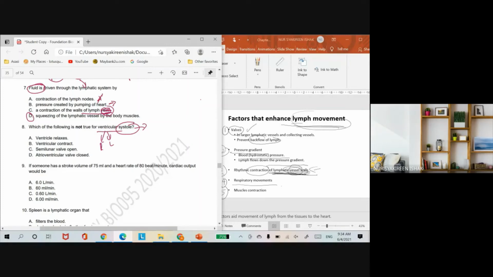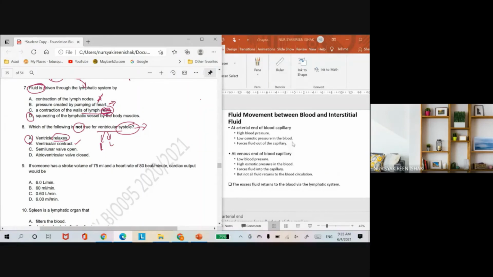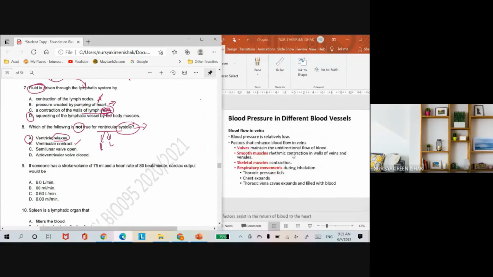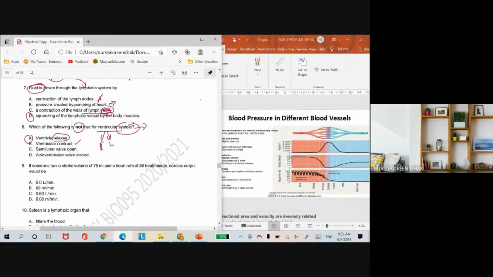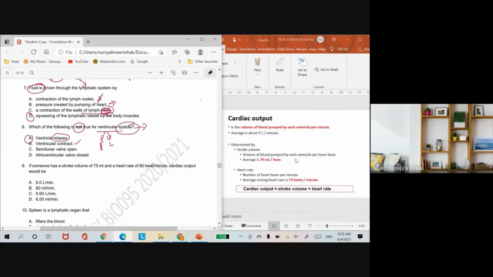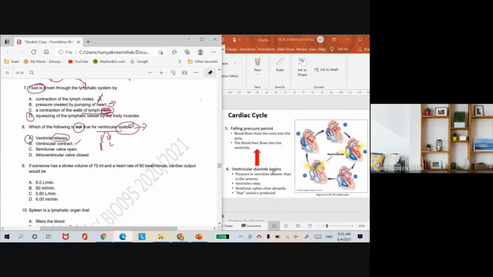So ventricular systole, obviously is not relaxation, it should be contraction. So the answer will be A. Why? Because the question is asking for what is not true. Ventricles contract is correct. Semilunar valves open. For this one, you have to refer to your heart structure in order to understand how it works. So if we look at your heart structure.